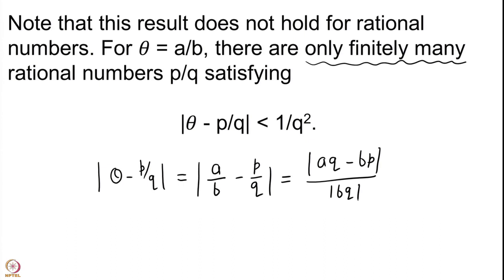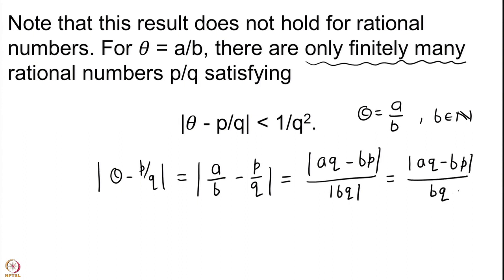And we can assume that when we write theta equal to a upon b, if theta is negative, then we take the sign with a. So, we have that b is a natural number and q is of course a natural number. So, here we have that this is aq minus bp upon bq. We can forget the modulus sign in the denominator, because we are assuming that b is natural, q is always taken to be a natural number.